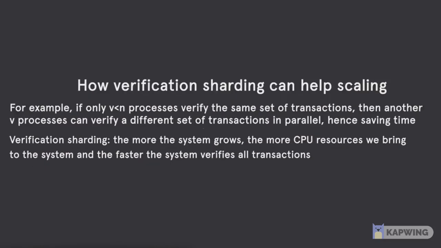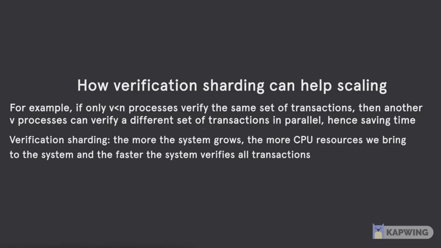However, if we look closely, it is not necessary to increase the number of verifications with the number of nodes. When you are considering a model where at most t nodes out of n can fail, for example, if we take v strictly lower than n processes to verify the same set of transactions, then another v processes can verify a different set of transactions in parallel, thereby improving the performance by saving time.